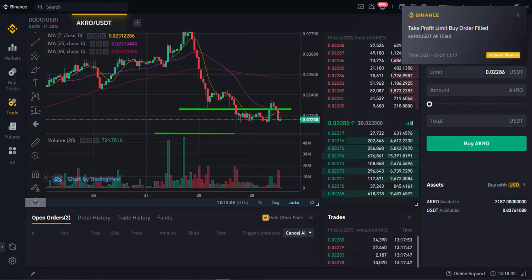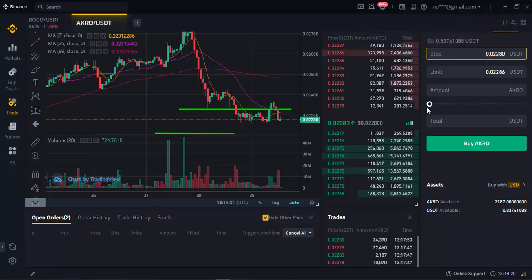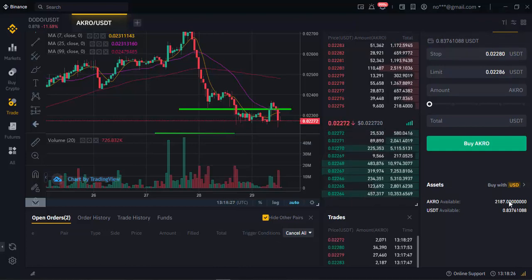Okay, now look at this. It says the take profit limit buy order failed. It has been failed, of course. If you look at the price here, it is at 0.02280, and the order has been failed. Right, look at it here. I hope you notice the price or the asset values. It was USDT 50.7 something, and we had 0 ACRO, and now our order has been executed.